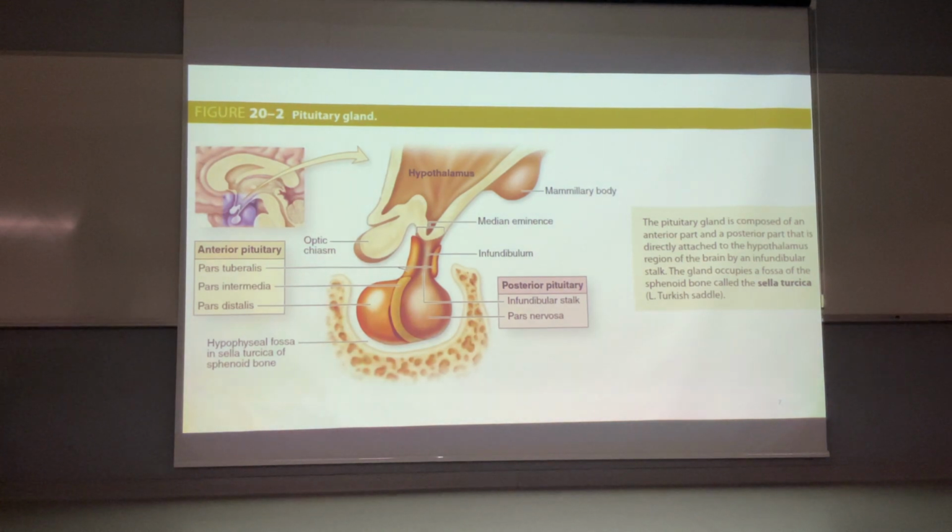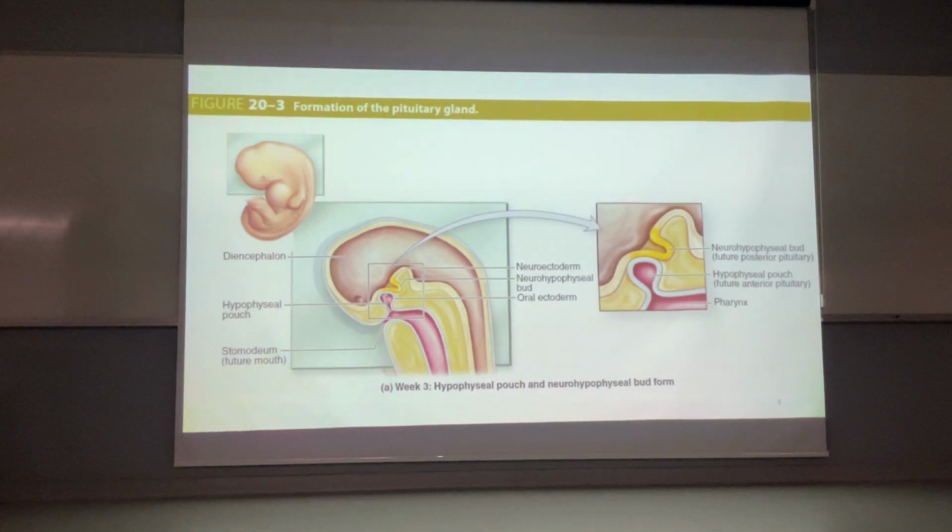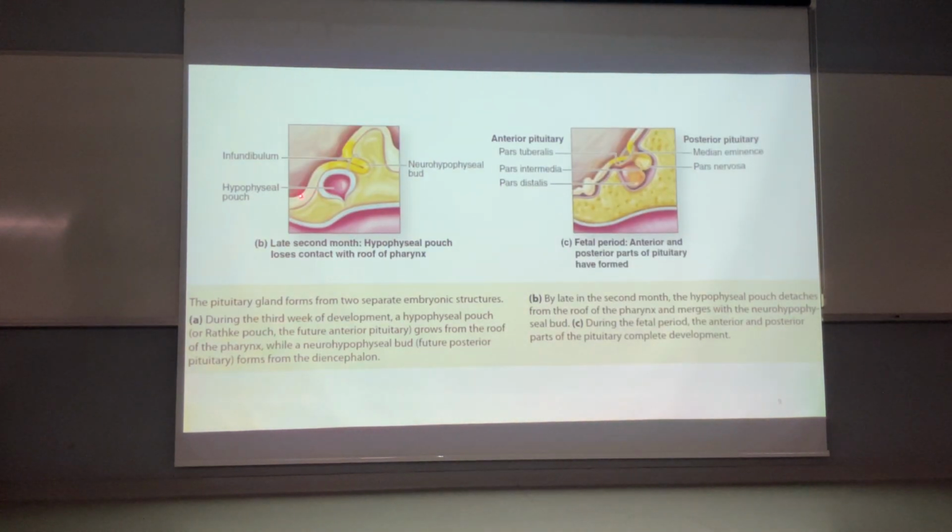Now, you know we have two different parts in the hypophysis. And here you can see the embryonic development of the hypophysis. Here you can see the hypophyseal pouch coming from the oral ectoderm, and this part the neural ectoderm, combining with each other and forming our hypophysis gland. And here you can see detachment of the hypophyseal pouch from the oral ectoderm.